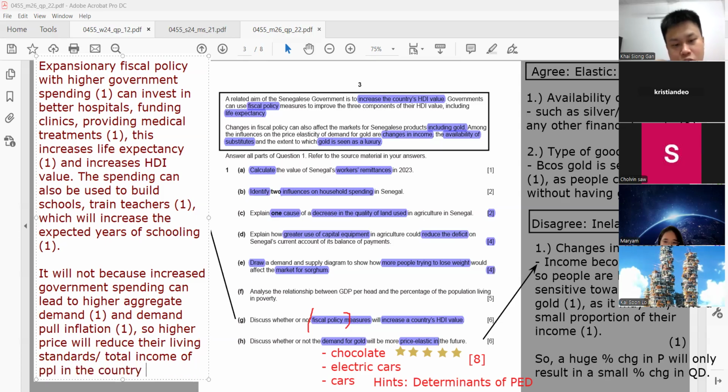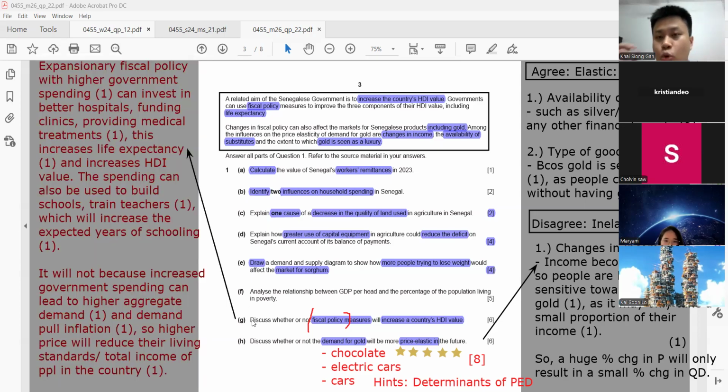But if I were you, I will write another answer. I will say maybe the quality is not good. So therefore, the quality of the healthcare and education is not good. So that could result in lower education and poor healthcare.